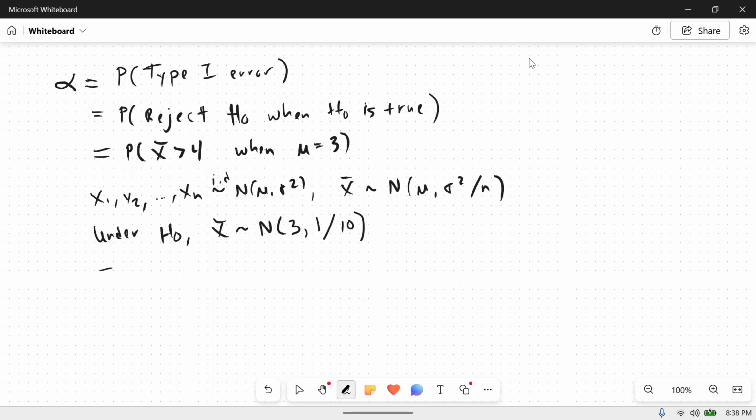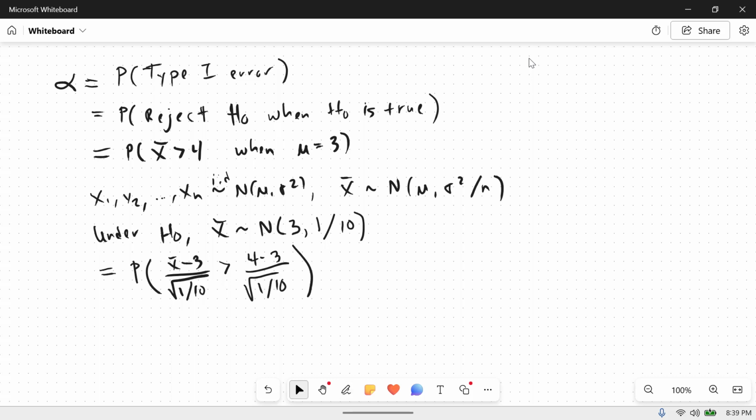So this x bar has a normal distribution, so it would make sense to standardize it. Okay, so we want to subtract off the mean and divide by the standard deviation, and the reason we do that is because that will turn it into a standard normal. So we're going to have that is equal to the probability that x bar minus 3 divided by the square root of 1/10 is greater than 4 minus 3 divided by the square root of 1/10.